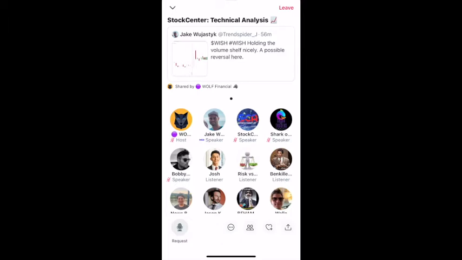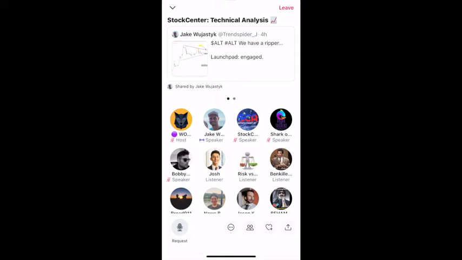Another example of this is ALT a week or so ago. Let me see if I can get all fancy here and add this ALT chart. Yeah, so hold on. Let's see. See if I can share the tweet to the Spaces. Hey, there we go. So I just added the ALT chart here.